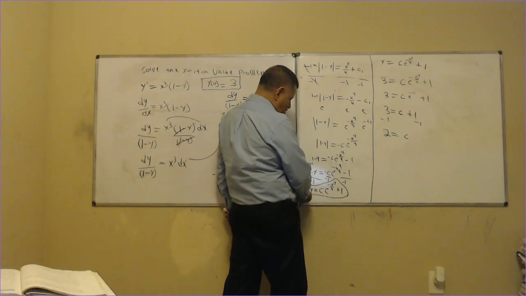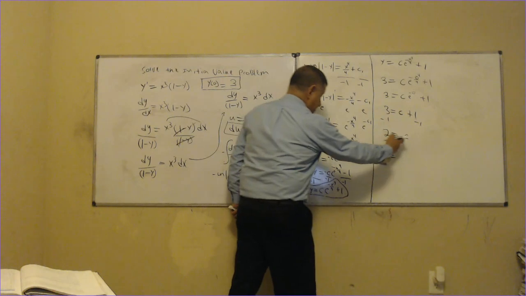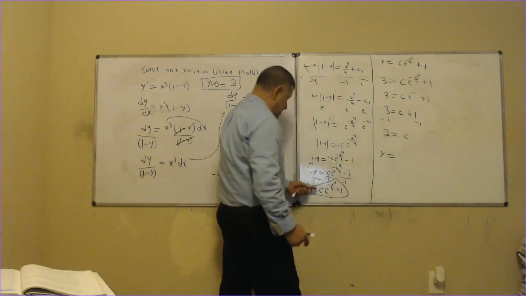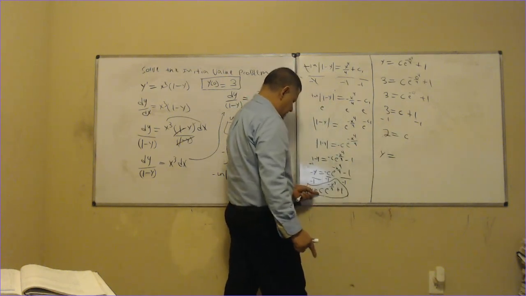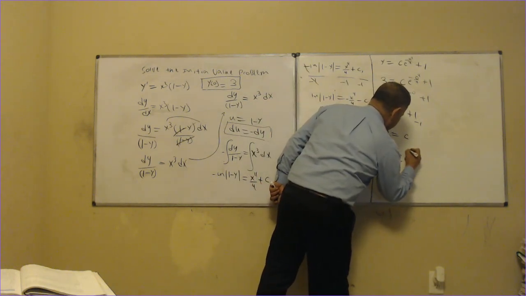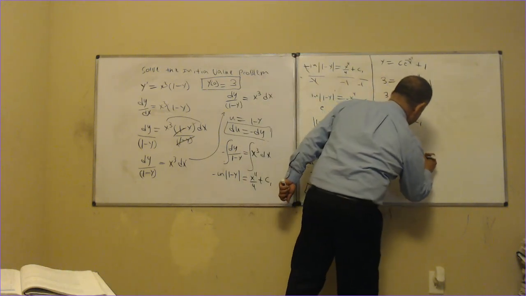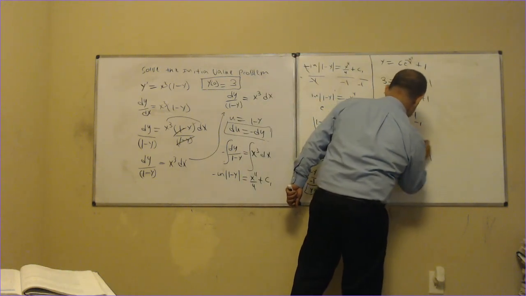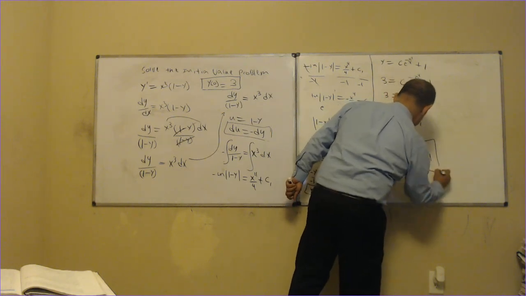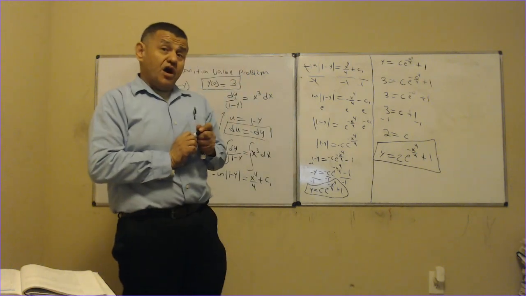But the solution for this is going to be the following. It's going to be y equals C, and C is equal to 2, so it's going to be 2e to the negative x to the 4th over 4, plus 1. And that is the answer for the problem.